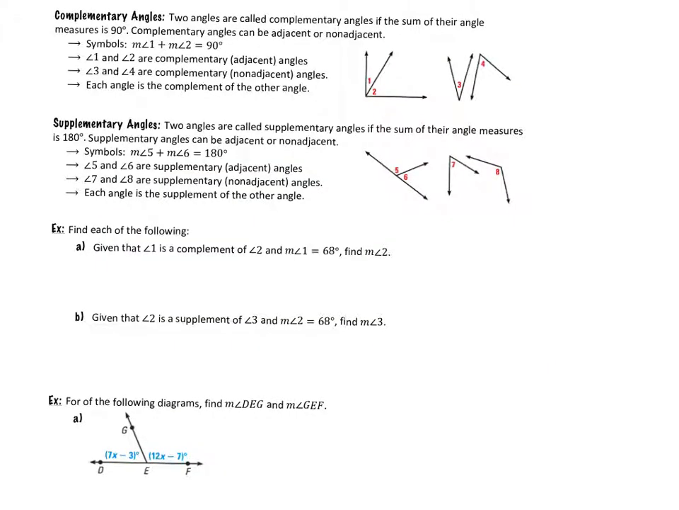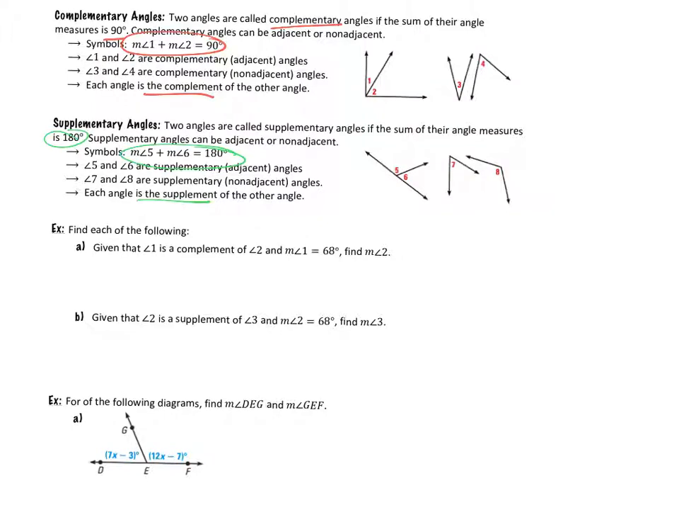Our next two vocabulary words are complementary and supplementary angles. Two angles are complementary if the sum of their angle measures is 90 degrees. They can be adjacent or non-adjacent. I can write this as an equation, and there are two examples shown here. If I have one angle and another angle is complementary to it, then the other angle is called the complement of the first angle. Supplementary angles add up to be 180 degrees. I can write this in an equation like this, and each of these angles is the supplement, that would be the noun, of the other angle.